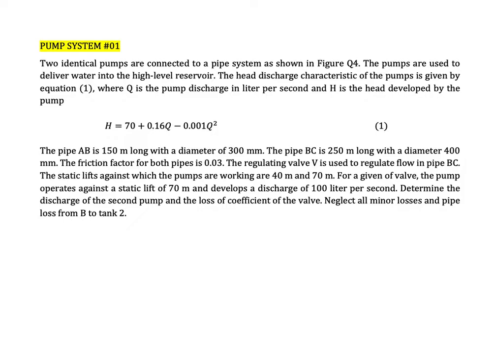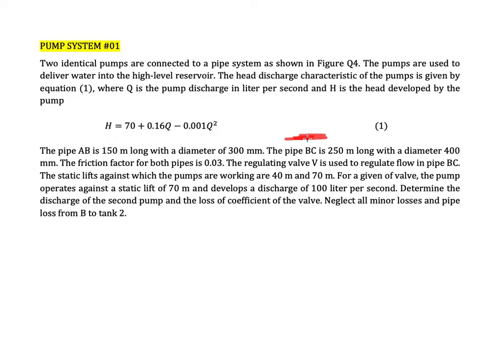Two identical pumps are connected to a pipe system as shown in figure 4. The pumps are used to deliver water into the high-level reservoir. The head discharge characteristic of the pumps is given by equation 1. So this is the equation 1, where Q is the pump discharge in liter per second and H is the head developed by the pump.